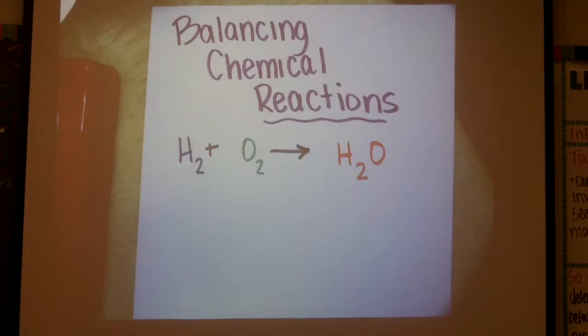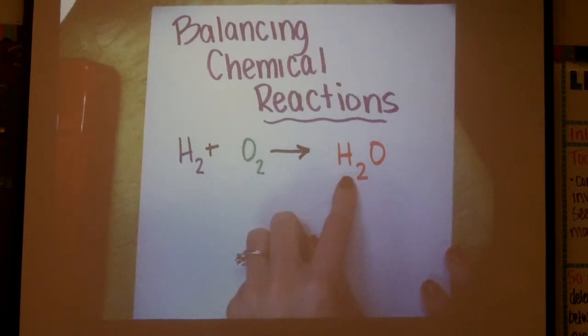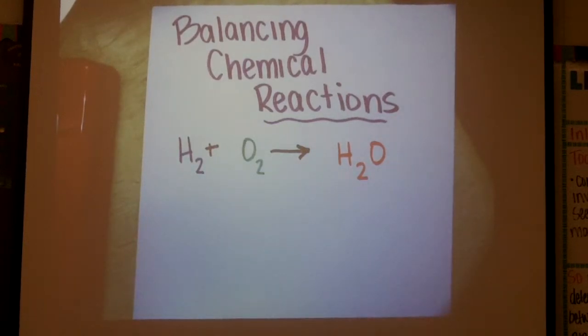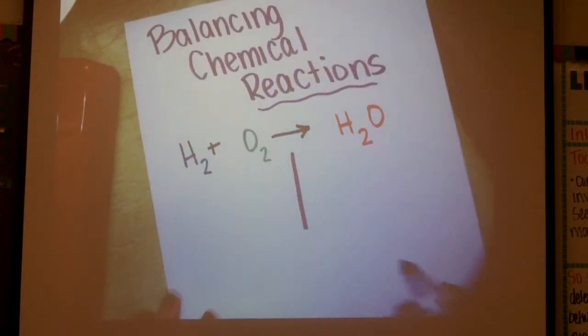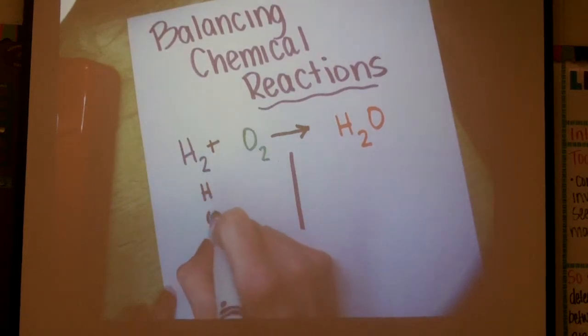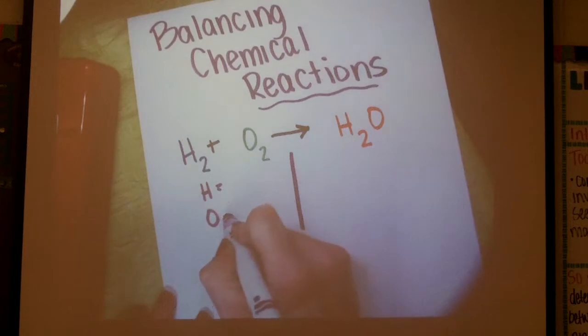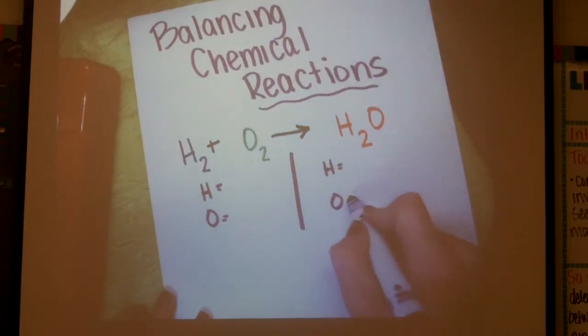Let's take a look at this example. We have hydrogen plus oxygen produces water. As this equation is written, is this balanced? Well, let's find out. First, we are going to draw a dividing line, and we're going to count our atoms. We have hydrogen and oxygen on this side, and we have hydrogen and oxygen on this side.